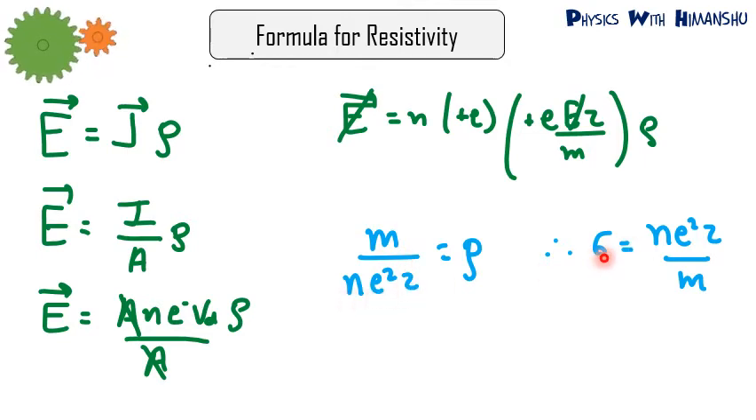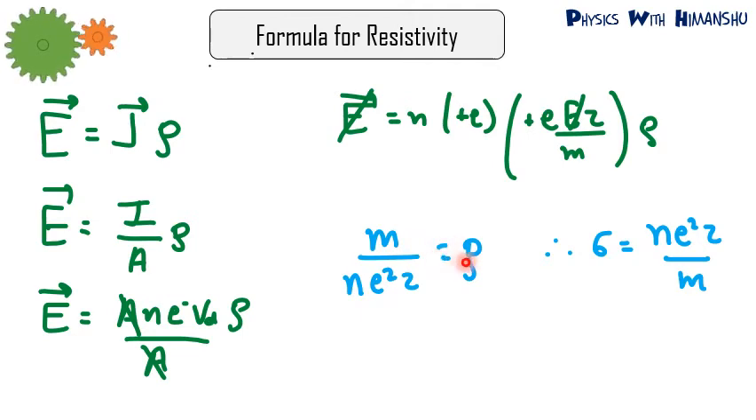Similarly, conductivity is 1 by resistivity. So conductivity will be reciprocal of resistivity. So conductivity will be N E square tau by M. Now if we look directly at the formulas, then resistivity is directly proportional to mass of electron. And it should be, because more the mass, more the inertia, more the problem will be in moving the electron. So more the mass, more will be the resistivity.